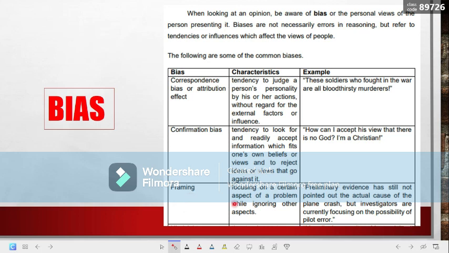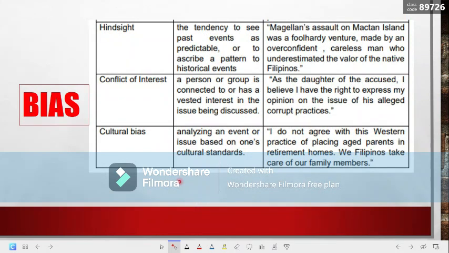Here is framing. Focusing on a certain aspect of a problem while ignoring other aspects. Example, preliminary evidence has still not pointed out the actual cause of the plane crash, but investigators are currently focusing on the possibility of pilot error. Meaning, the investigation has not yet been done, but there's already a bias from the investigators because they're already focusing on the possibility of pilot error. That's framing.